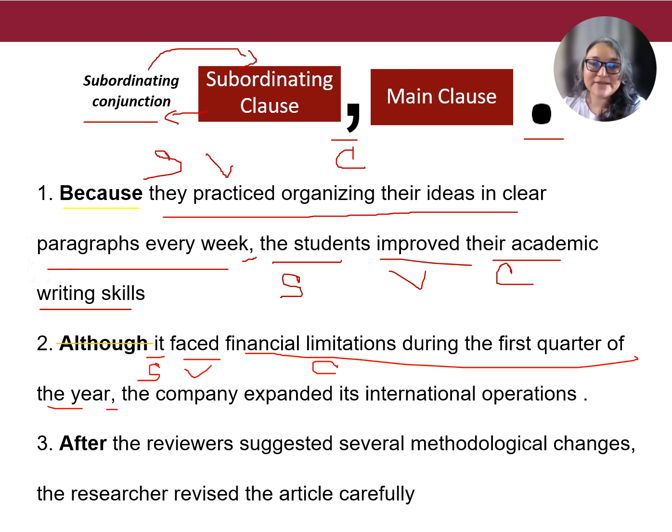I have a comma to separate the main clause from the subordinating clause, and then I have another complete sentence, which is my main clause. The company, this is going to be my subject. Expanded, this is going to be my verb. Its international operations, that is the complement. So this is the structure for a complex sentence when you have the subordinating conjunction at the beginning. Remember to add the comma to separate the two clauses and to end each sentence in a period, which is missing in sentence number 1 and it is missing in sentence number 3.